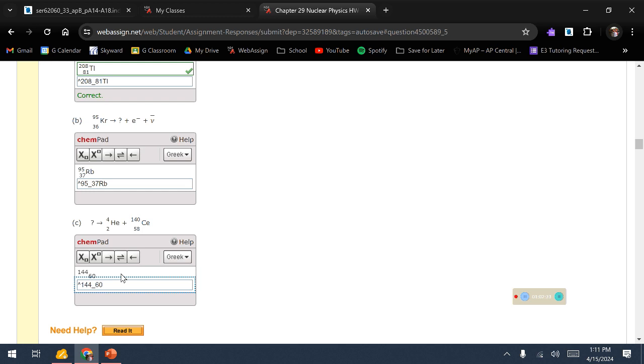60 is, I don't know how to say it, but it's neodymium. Very common element in batteries. Isn't that in magnets, I should say. Neodymium magnets. Nd.